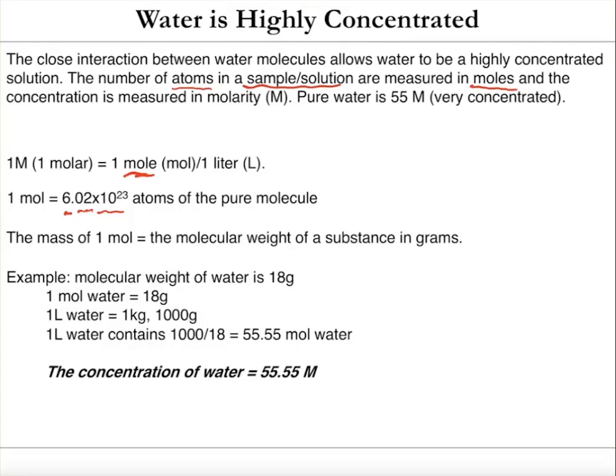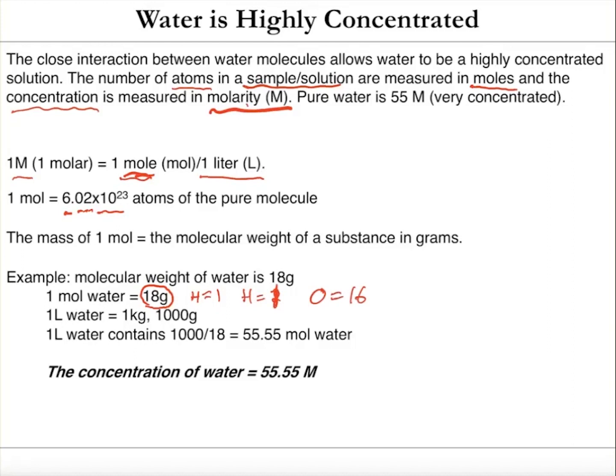So we measure the concentration in a solution, that is how many atoms are in a solution, in terms of molarity. So 1 molar is 1 mole in 1 liter of solution. So if we think about water, 1 mole of water is 18 grams because hydrogen is 1. So you've got 2 hydrogens, so that equals 2. And then oxygen, the molecular weight of oxygen is 16. So that gives you 18 grams.